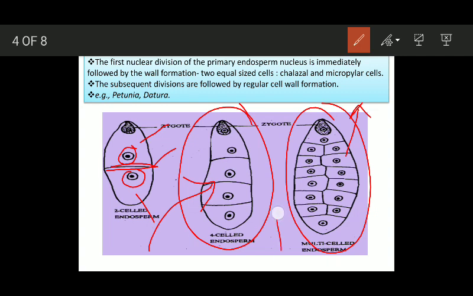इसमें भी सेल्स होती हैं, न्यूक्लियर एंडोस्पर्म में भी अल्टीमेटली सेल्स ही होती हैं, मगर न्यूक्लियर एंडोस्पर्म में सेल्स लास्ट में बन जाती हैं, पहले वो फ्री न्यूक्लियर होते हैं. यहाँ पे क्या होता है, every single nuclear division is followed by wall formation. Okay, you can just remember two examples, petunia and datura.